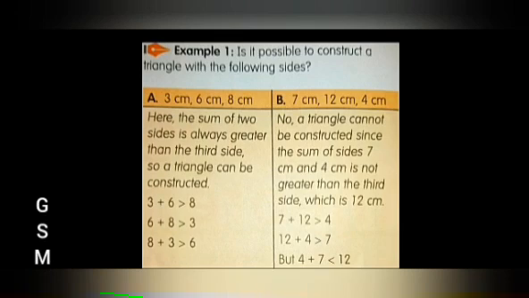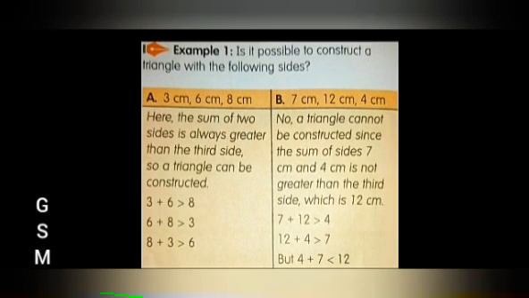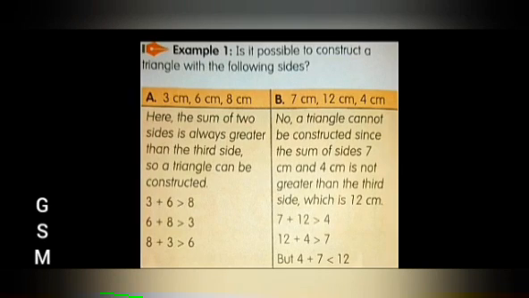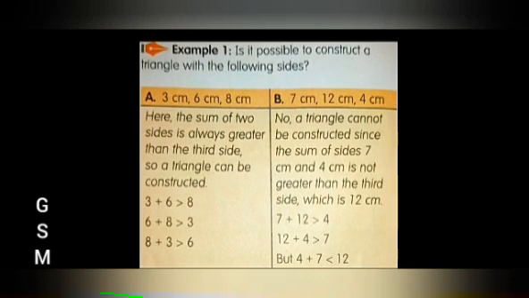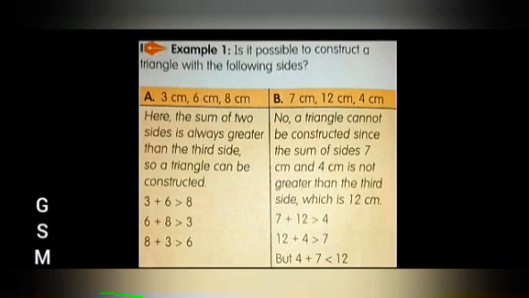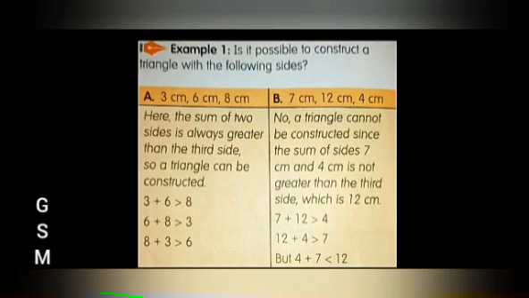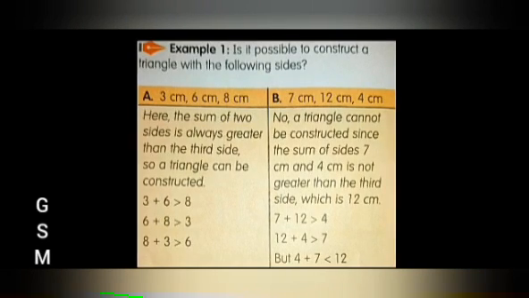The sides of the triangles are 7 cm, 12 cm, 4 cm. Here, we can observe that 7 plus 12 is greater than 4 and 12 plus 4 is greater than 7. But 4 plus 7 is less than 12. So we cannot construct a triangle by using these sides.